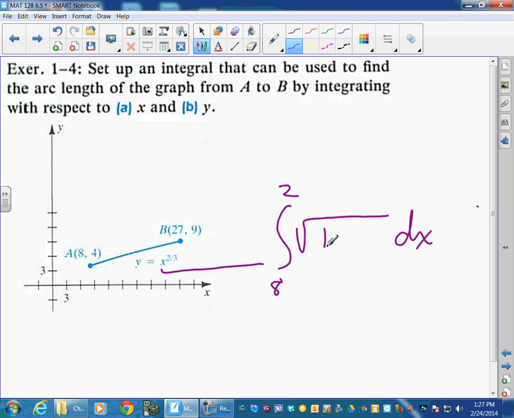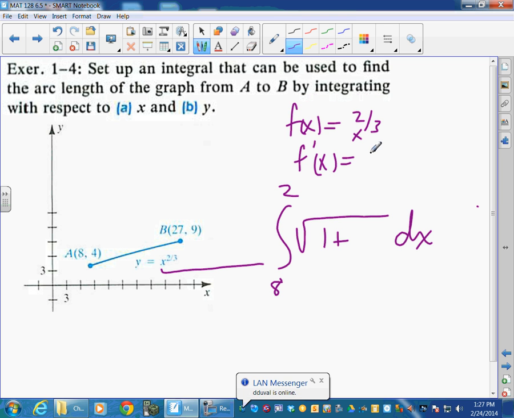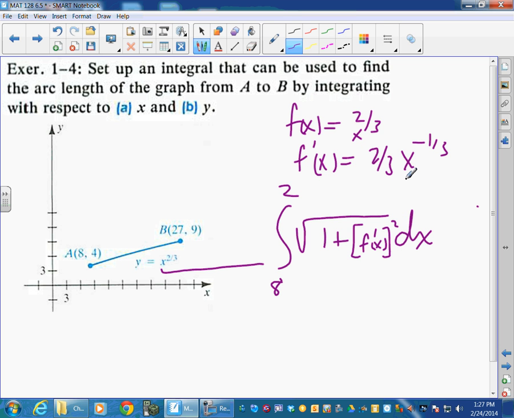Square root, 1 plus... f of x equals 2/3 x. What's the derivative? 2/3 x to the negative 1/3. Now down here, I just square the derivative. That gives an arc length.